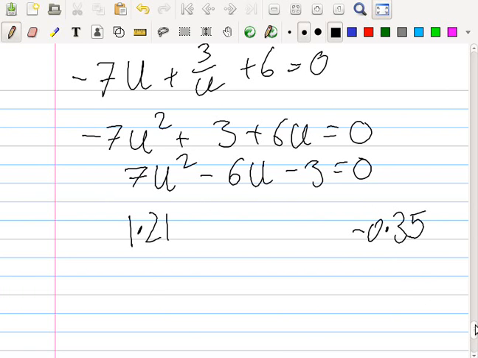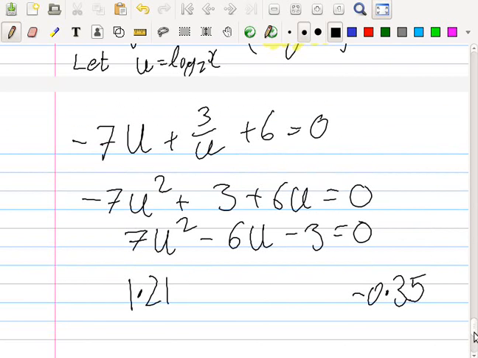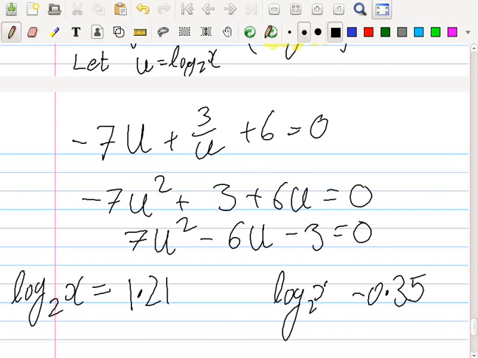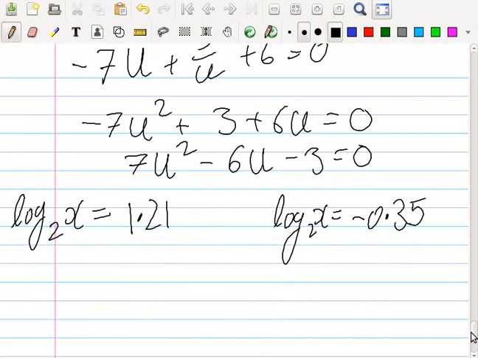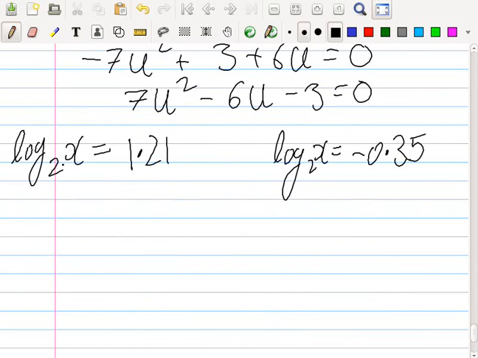But let's not forget what u actually stands for. What does u stand for? Log 2x. So I have log 2x equals that, and log 2x equals that. Now if you think about it, remember what this means? 2 to the power of 1.21 equals x, doesn't it? And likewise here, 2 to the power of minus 0.35 equals x.